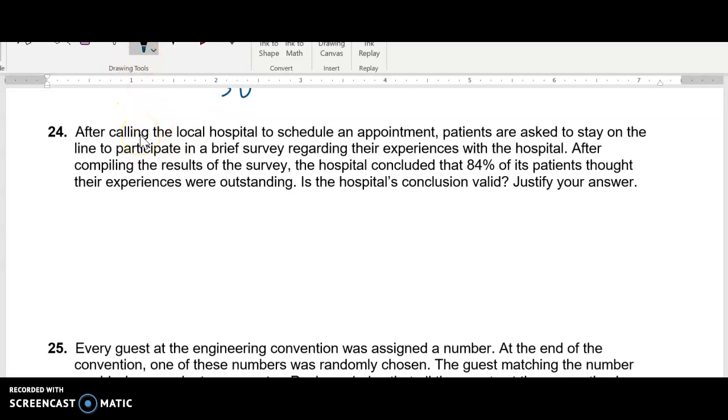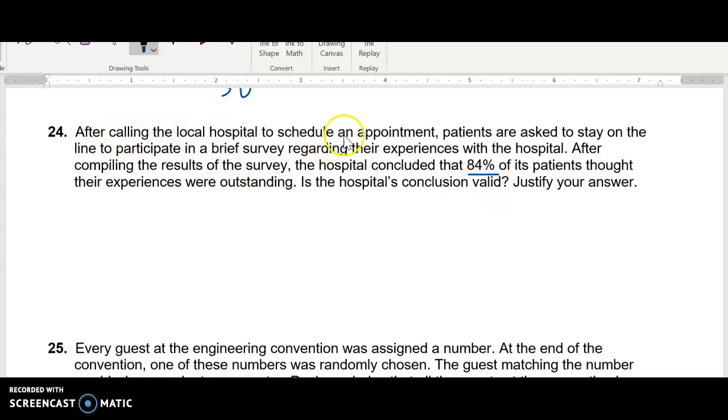After calling the local hospital to schedule an appointment, patients are asked to stay on the line to participate in a brief survey regarding their experience with the hospital. After compiling the results of the survey, the hospital concluded 84% thought their experience was outstanding. Is the hospital's conclusion valid?